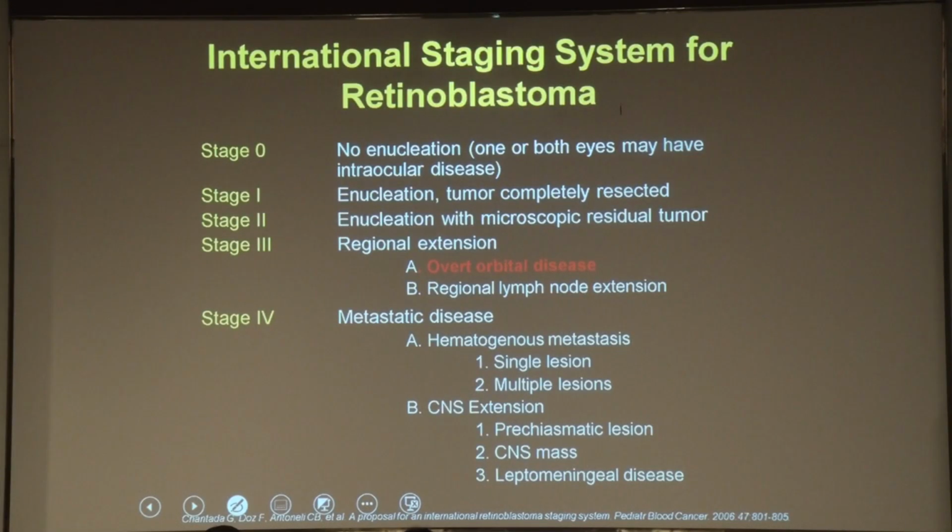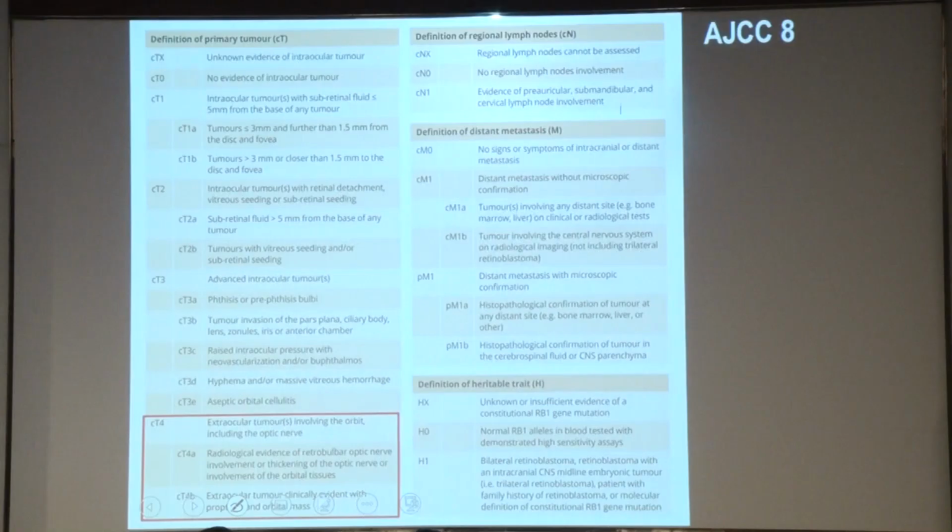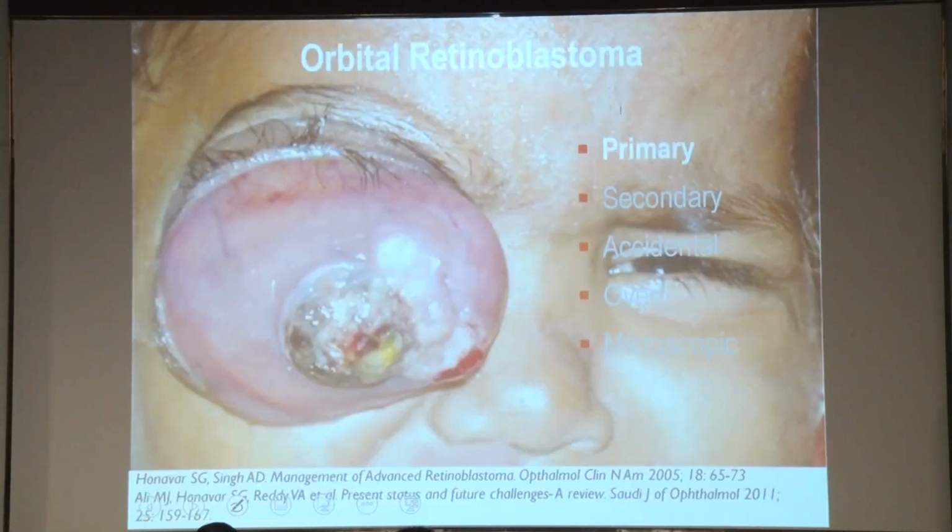What is used is the International Staging System for retinoblastoma, where orbital RB is stage 3. Regional extension with overt orbital disease is stage 3A. That's where it fits in. And in the AJCC 8 classification, it is cT4.